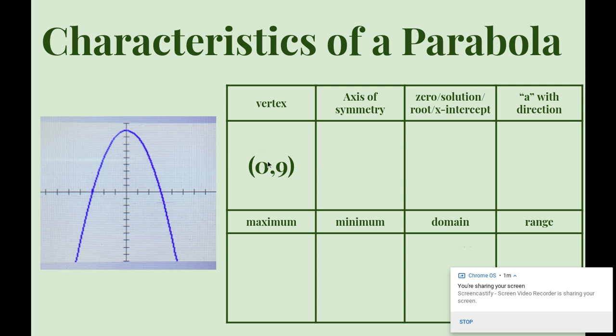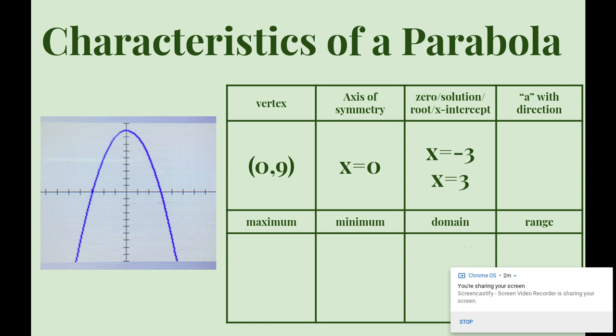Once you have your vertex, you can figure out a lot of things. One of them is the axis of symmetry. Your axis of symmetry is always going to be x equals whatever the x of your vertex is. So our axis of symmetry is x equals 0. Next, zero, solution, root, x-intercept. Those all come from where the parabola is crossing the x-axis. All 4 of those words mean the same thing. You will see all 4 words on quizzes and tests. So we're crossing right here at -3 and right here at +3. So our zeros or our solutions would be x equals 3 and x equals -3.